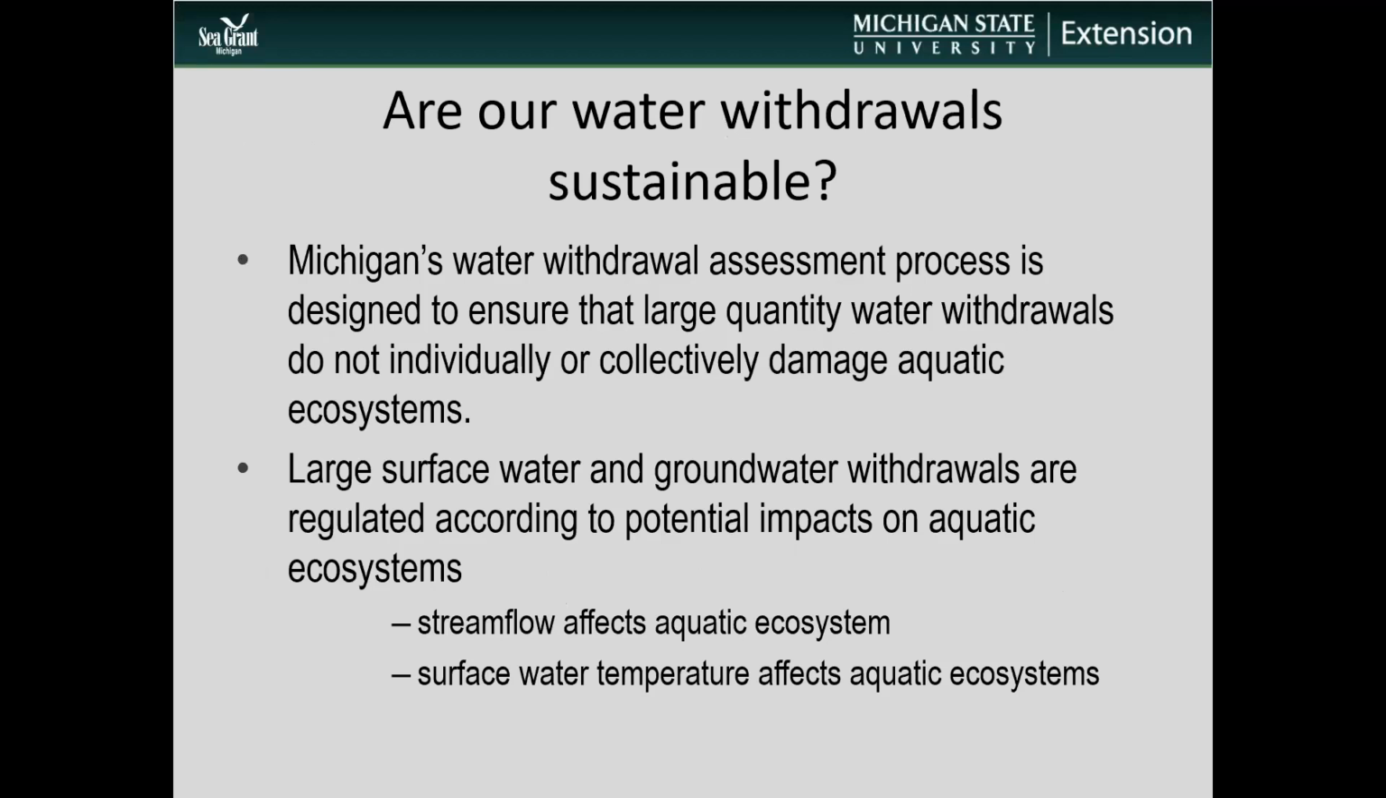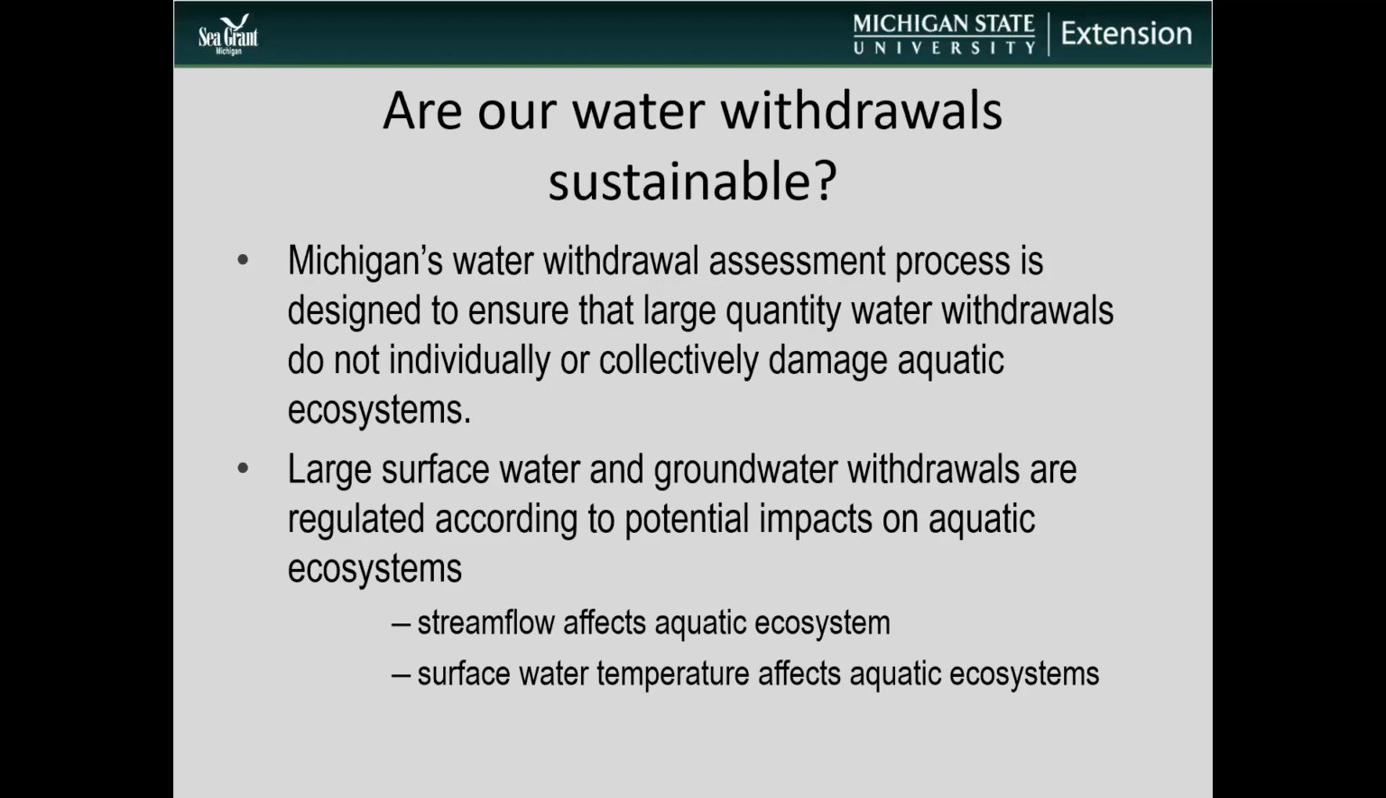So our water withdrawal assessment process in the state of Michigan is looking at how we are ensuring that our large quantity withdrawals are not individually and are not collectively damaging aquatic ecosystems. As I said before, this legislation went into place in 2008, and we're regulating large surface water and groundwater withdrawals based on their potential impact on aquatic ecosystems. So how are the stream flow and the surface water temperature affecting those ecosystems? Jim's going to talk more about that. We're looking at the potential for adverse resource impacts from those large quantity withdrawals.